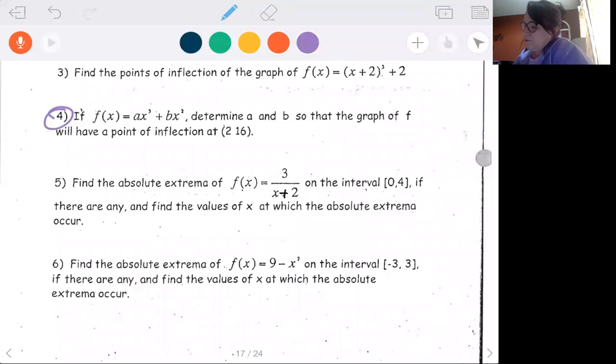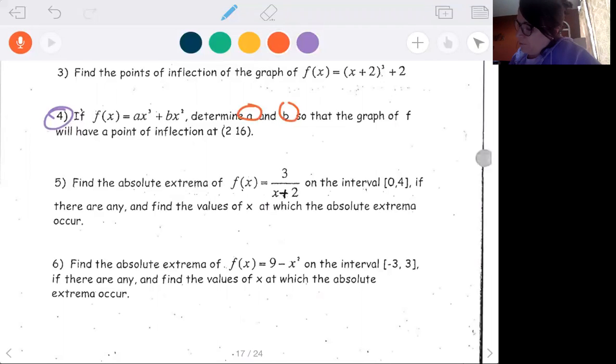So the function f is a cubic function given by ax cubed plus bx squared. And we need to determine what a and b are. So we have two unknowns. And you should have learned in algebra 2 that if you have two unknowns, you need two equations. If you have three unknowns, you need three equations. Four unknowns, n unknowns requires n equations to solve for all of those unknowns.